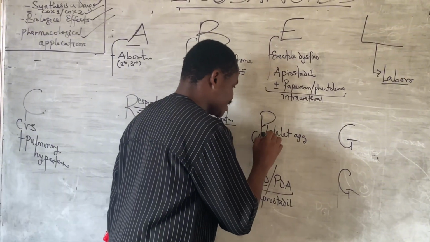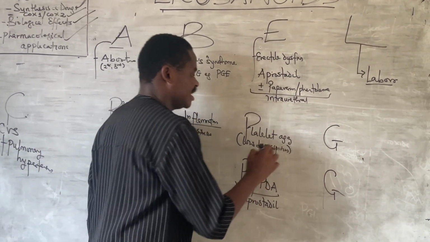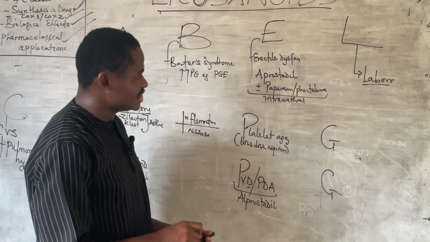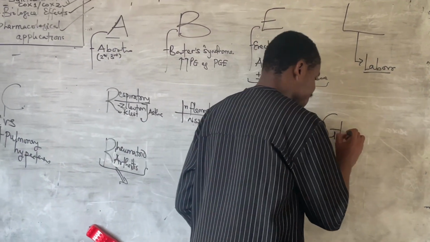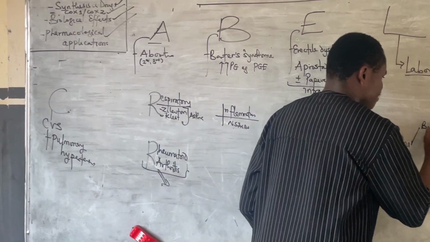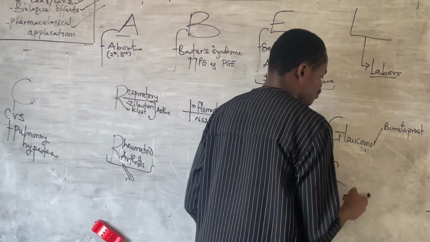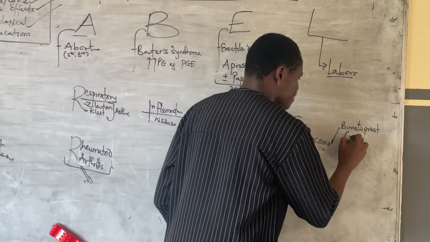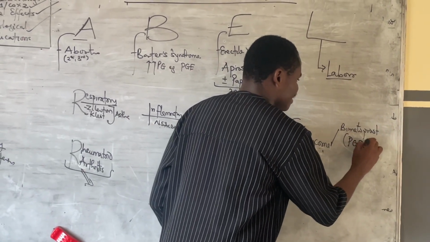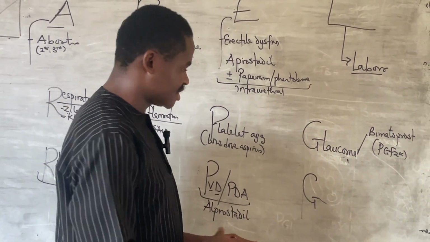All right. Now, for this other P here, I remember platelet aggregation. Now, a good drug here is low dose aspirin. Low dose aspirin has been implicated for inhibiting platelet aggregation. And then lastly, G here is for glaucoma. For glaucoma, we have the bimatoprosts, okay, and a whole lot. They have been used to treat glaucoma. Using which receptor? You remember the PGF2 alpha and how it increases the drainage of aqueous humor.